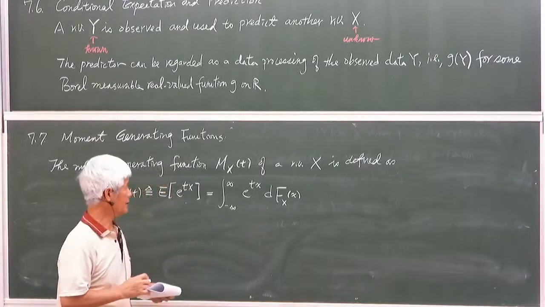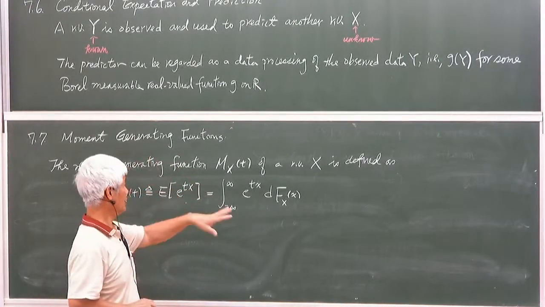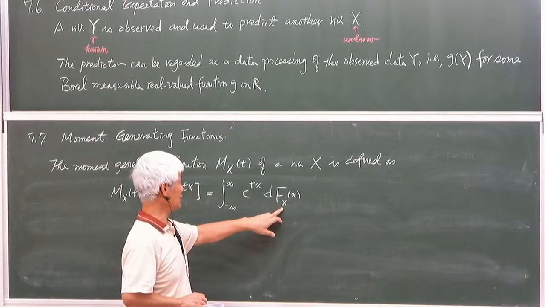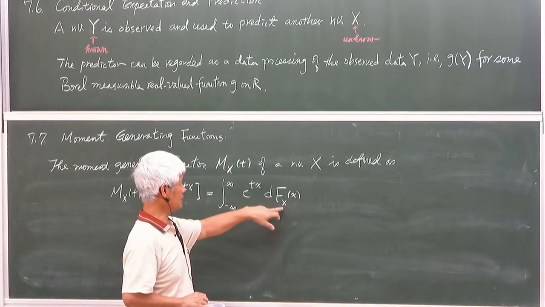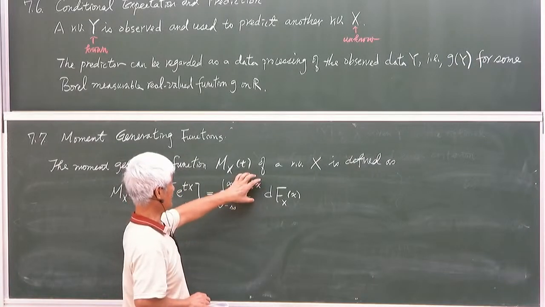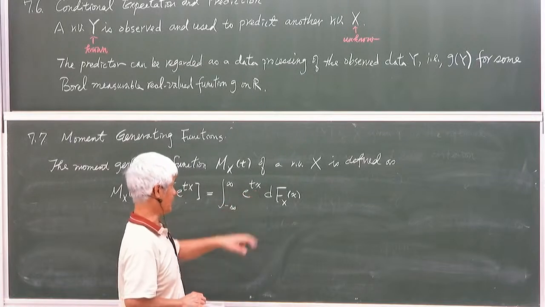So if you express it by the Riemann-Stieltjes integral, the integrator is the CDF of the random variable x here, and the integrand is an exponential function of x.